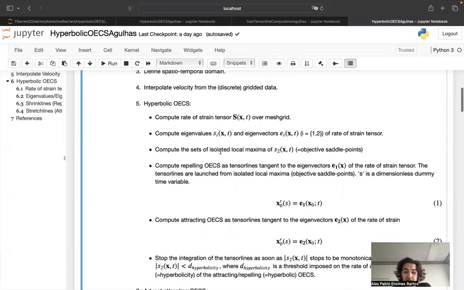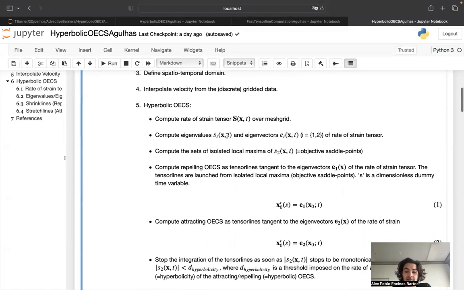Now, again, for an incompressible fluid, it holds that the most dominant eigenvalue, S2, has the same magnitude as S1, the weakest eigenvalue, but simply a different sign. Why? Because the trace of this tensor here needs to be 0 for incompressible fluids. And so if you sum up the two eigenvalues, they need to give 0. Again, repelling OECS are computed as curves which are tangent to the weakest eigenvector, so to the eigenvector associated with the weakest stretching, with the highest compression.